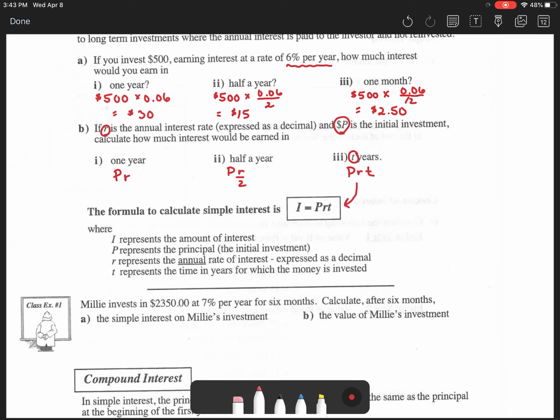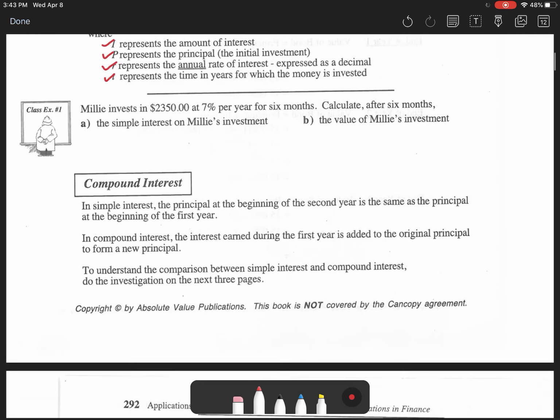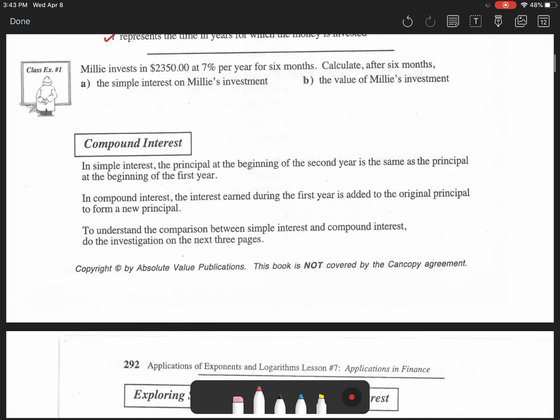And that formula takes us to exactly what they've created here. It says the formula to calculate simple interest is I equals PRT, where I stands for the interest, P is the principal amount of your investment, R represents the annual rate of interest as a decimal, and T is time in years. So we'll take a little bit closer look at that on the next page. Actually, there's a couple questions here before we move on to compound interest, but again, we will see that on the next page.